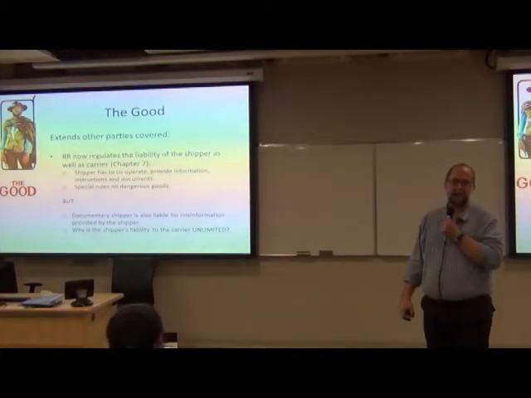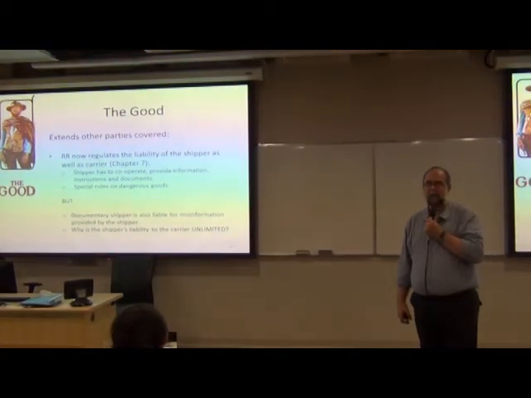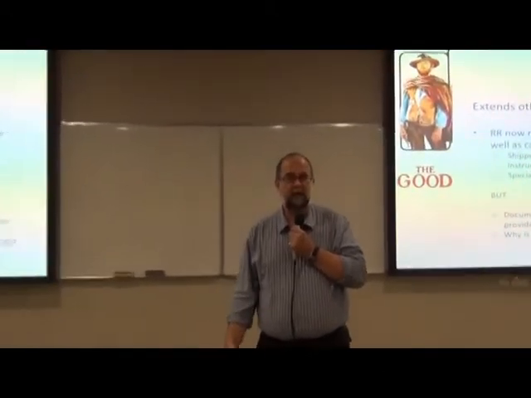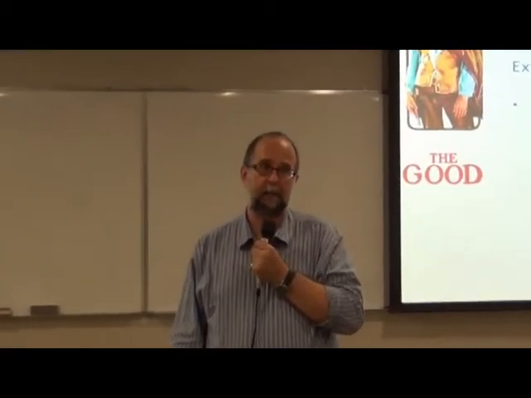So there are quite detailed instructions on what a shipper has to do to provide information on dangerous goods. Failure to do so renders the shipper liable to pay compensation to the carrier if any damage is caused. But now here's where it gets interesting. Chapter 7 says a documentary shipper is also liable for misinformation. So it's not just the actual shipper. Any person named in the transport documents is responsible for the information in them.